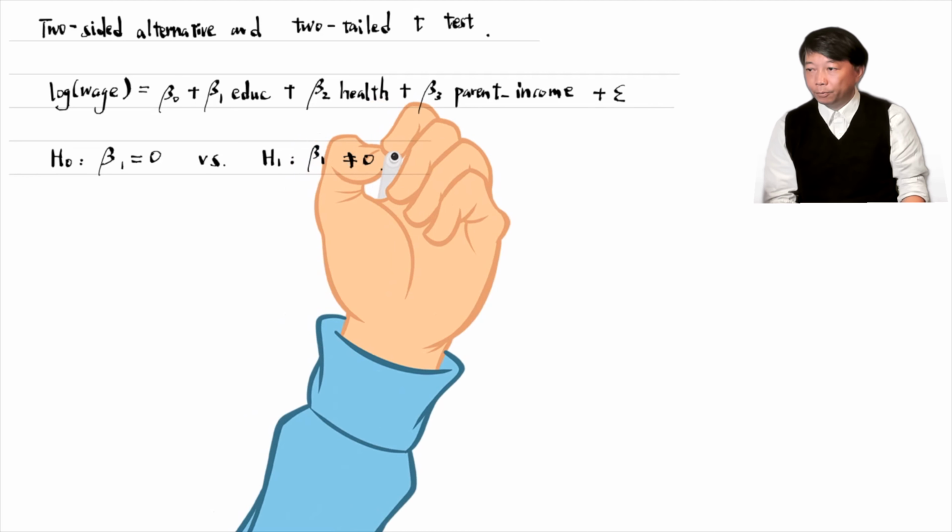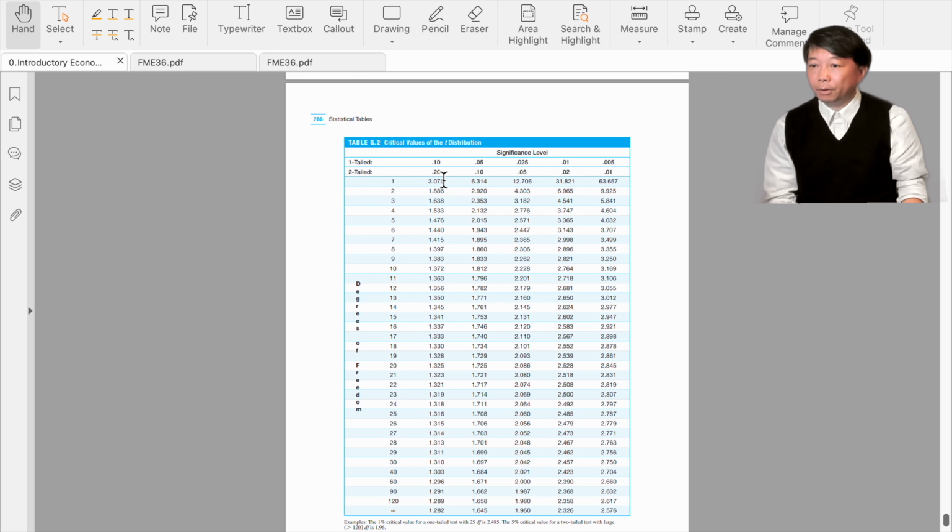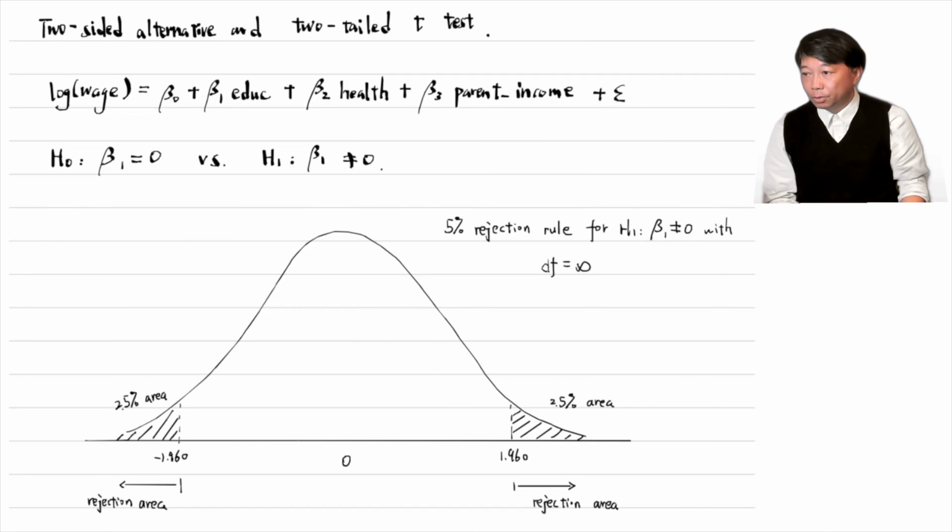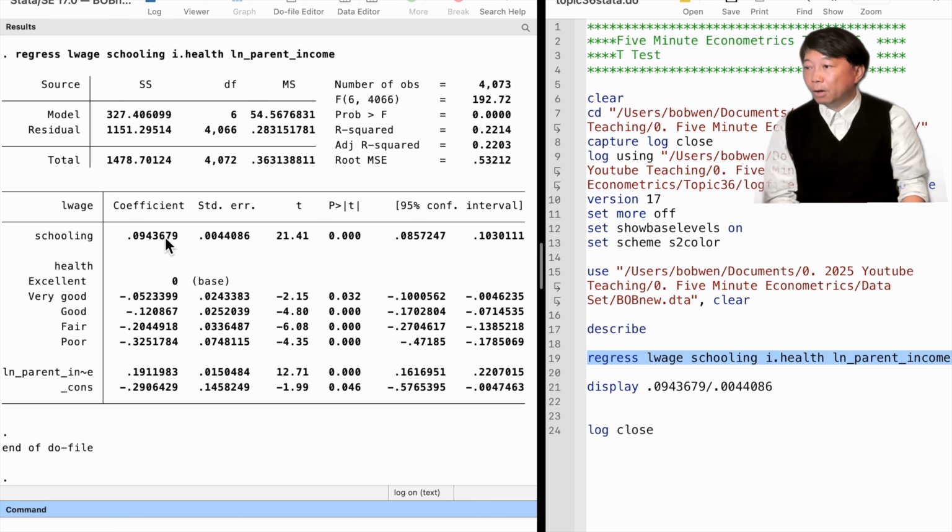The critical value for a 5% significance level with infinite degrees of freedom in a two-tailed t-test is 1.96. Our t-statistic is larger than that, so we reject the null hypothesis in favor of the alternative hypothesis. 1 more year of education increases hourly wages by 9% for workers whose health and parents' income are the same. This effect is statistically significant at the 5% level against a two-sided alternative.